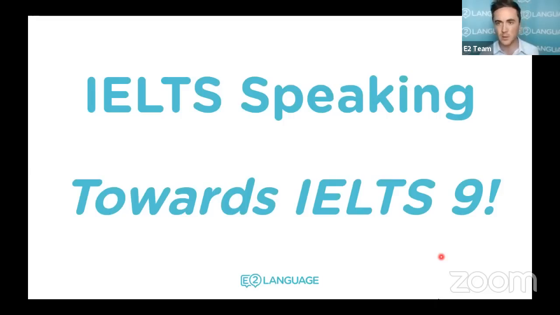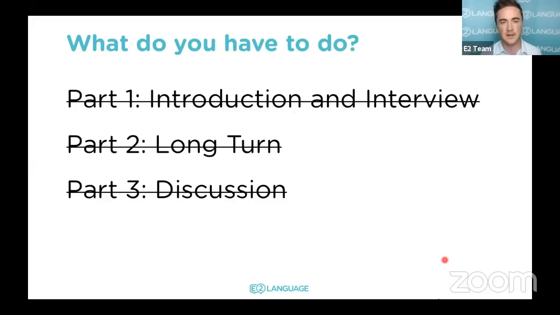It's called Towards IELTS 9 because I believe it's possible to get IELTS 9 or thereabouts if you understand how to do this test correctly, this part of the test. I've done it. I got a 9, and I think you can get close to, if not a 9 yourself. What you have to think about is how this test is constructed.